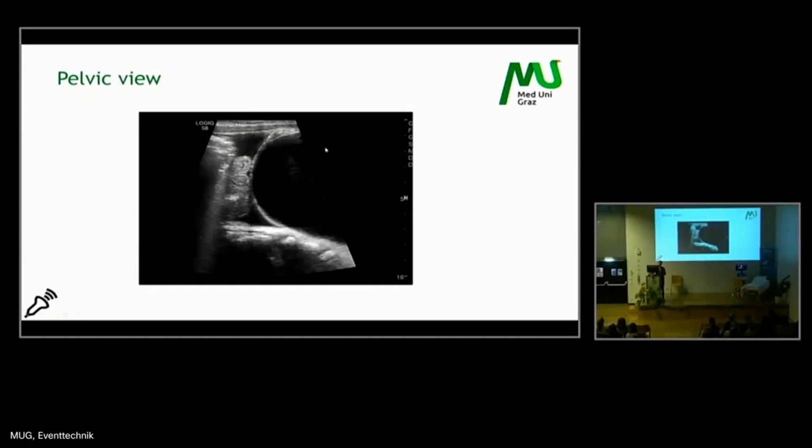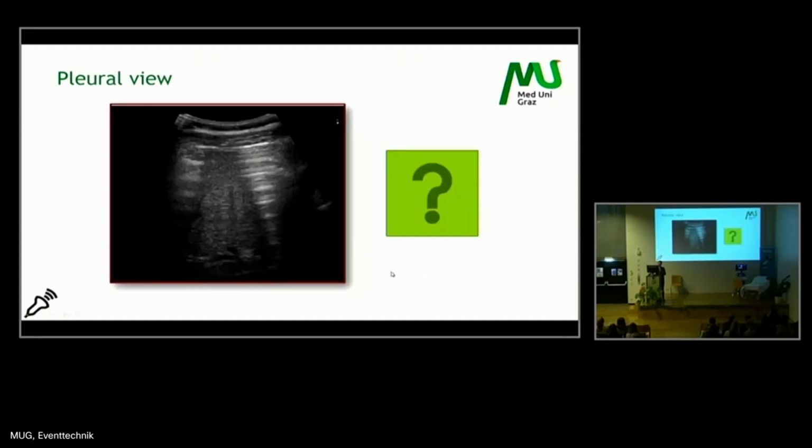Pelvic view, a lot of free fluid in the pelvis. You can very nicely identify the small bowel loops here just swimming around in the free fluid. And our pleural view was like this. Nothing. We couldn't get a hold of it. We couldn't see anything pleurally. Not in M mode, not in B mode.